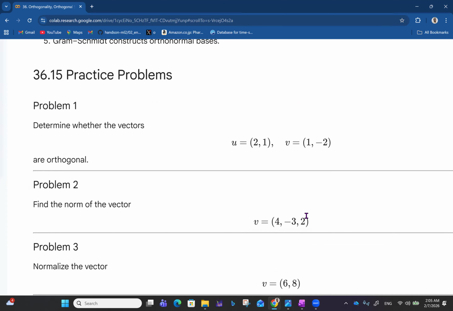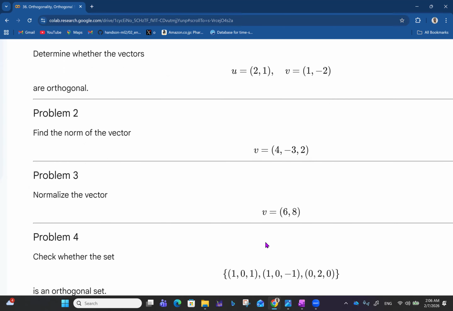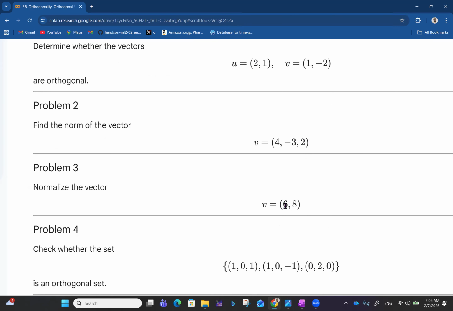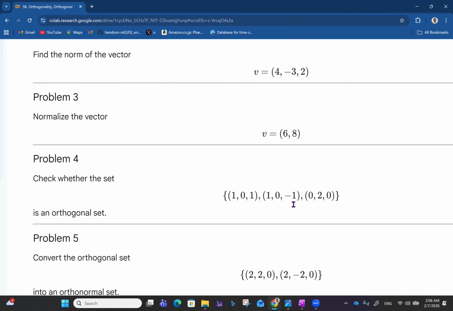We're talking about norm, right? Norm. Yeah, I think that's fine. Square root of 4 squared plus 3 squared plus 2 squared. Then normalize the vector. Of course, in this case, you're just dividing this vector by its norm. That's what that normalization thing is about.